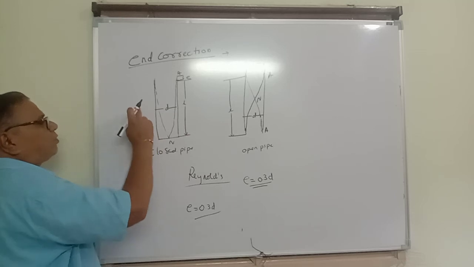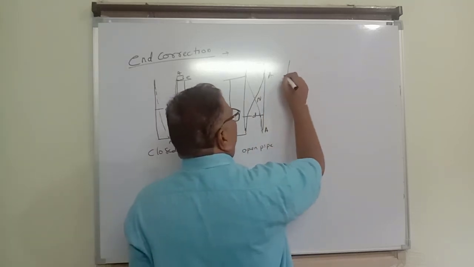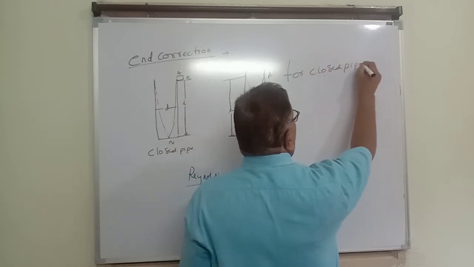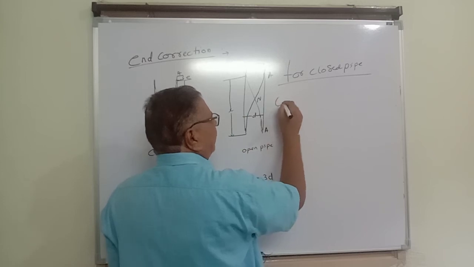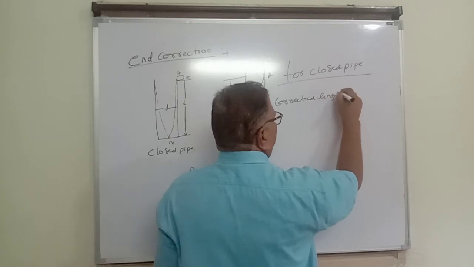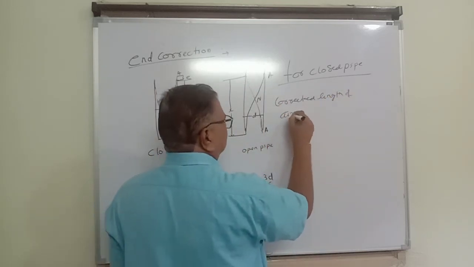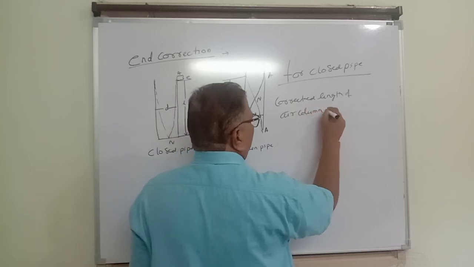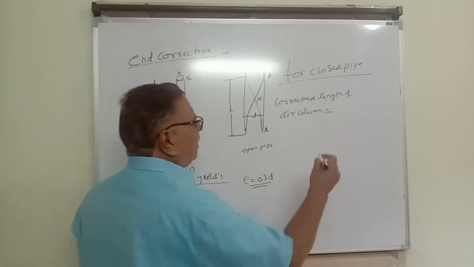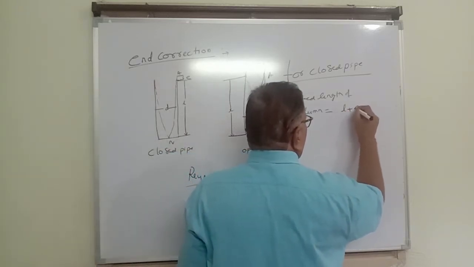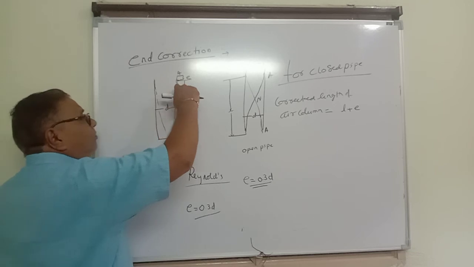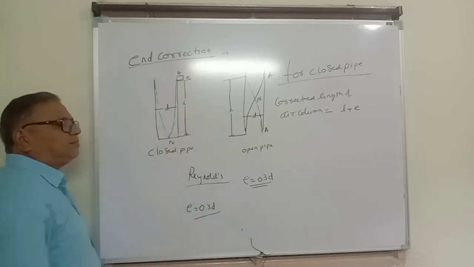The corrected length of air column for a closed pipe is equal to small l plus E, because the antinode is formed only at the open end.